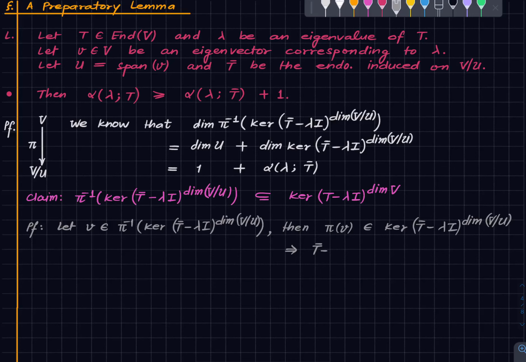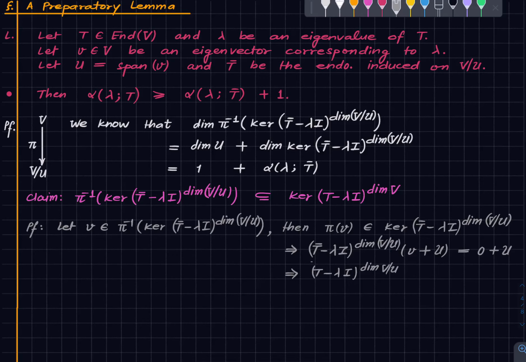to pi of v. But what is pi of v? Pi of v is just the coset of v corresponding to the vector v. And we get 0. And this 0 is the 0 of the quotient space, and hence we write it this way. It is 0 of the parent space plus the subspace U. This is the coset of 0 in the quotient space. So we have this equation. This is the 0 of the quotient space. Which just by definition gives us, and maybe let me just write one more step.